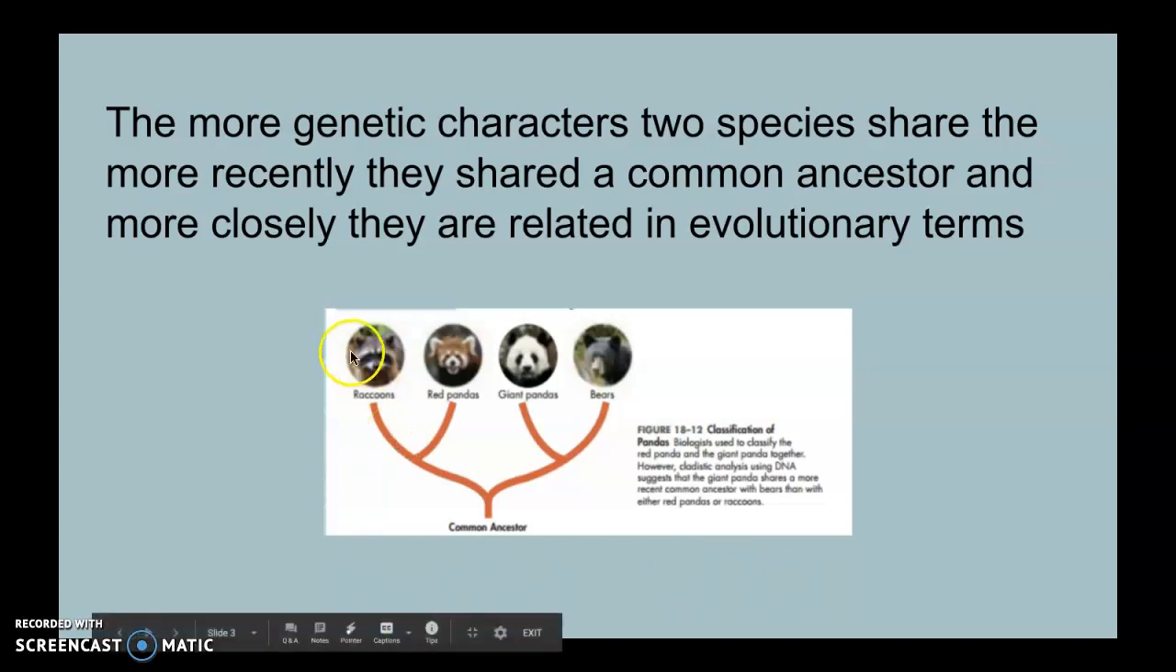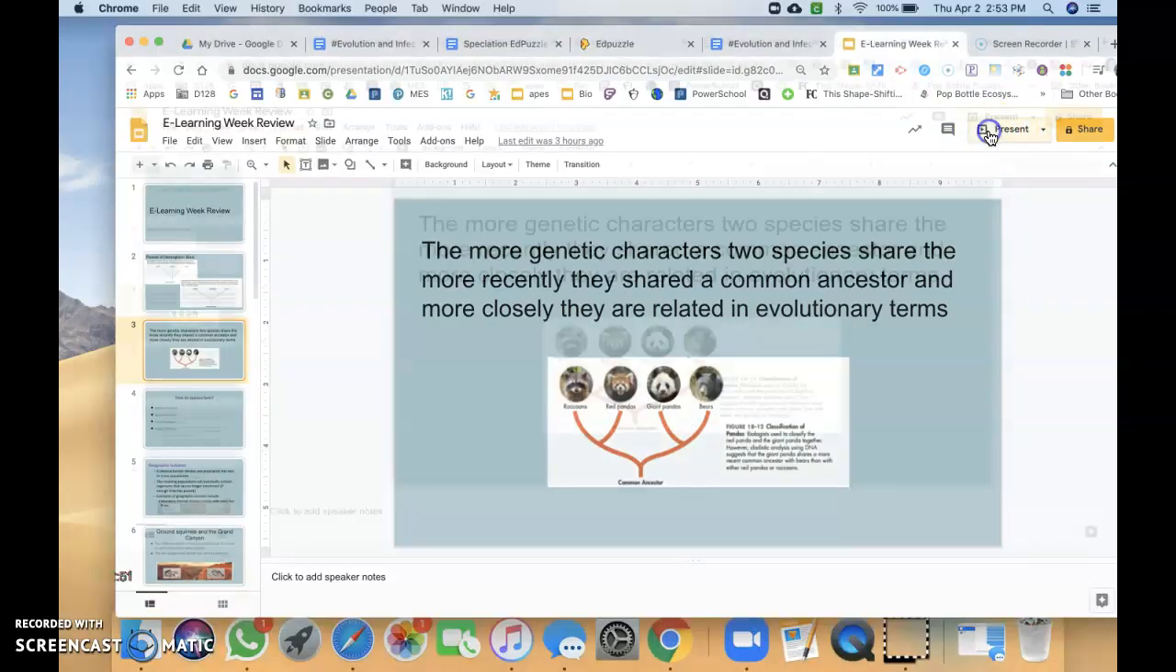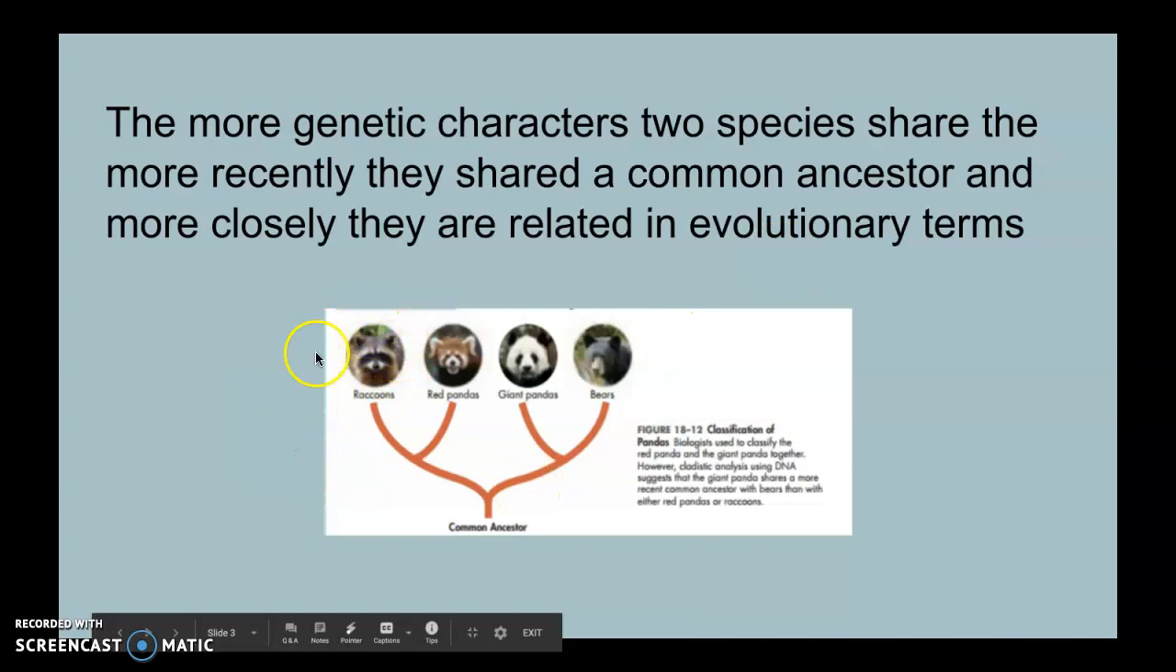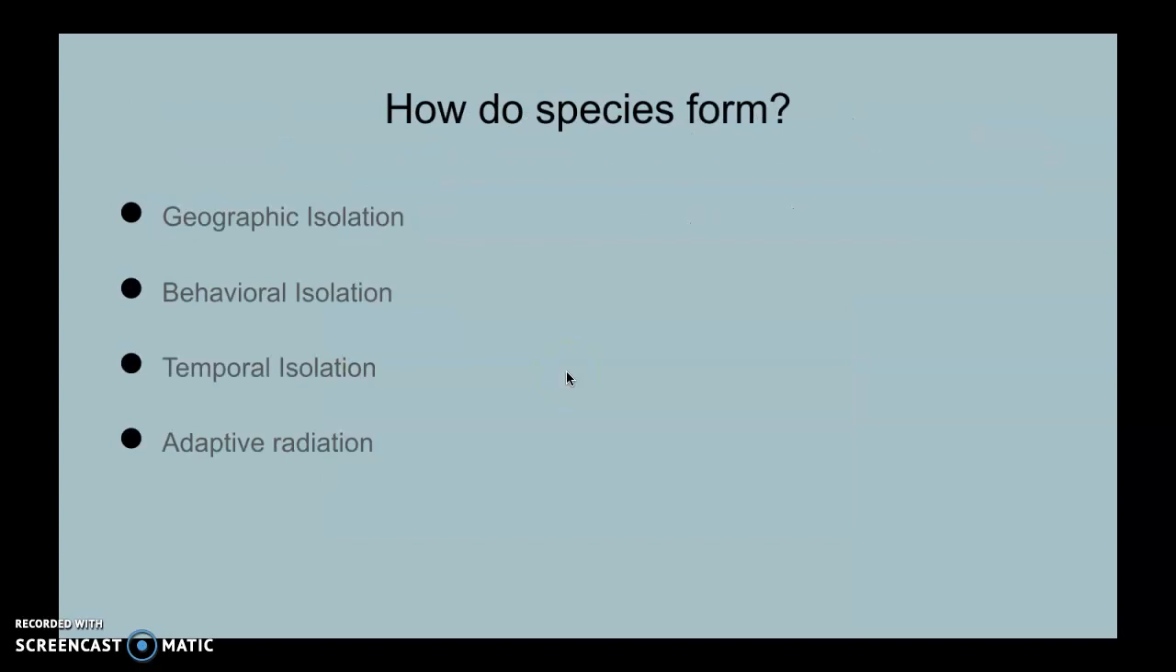So if we take a look here, raccoons, red pandas, giant pandas, and bears. The giant pandas and bears are more closely related with a common ancestor. Red pandas and raccoons are most closely related with a common ancestor. And then all four species share a common ancestor that goes way, way back further. So if we were to take a look at the DNA separately, we would expect raccoons and red pandas to have DNA that looks way more similar to each other than if you were to compare the raccoon to the bear.